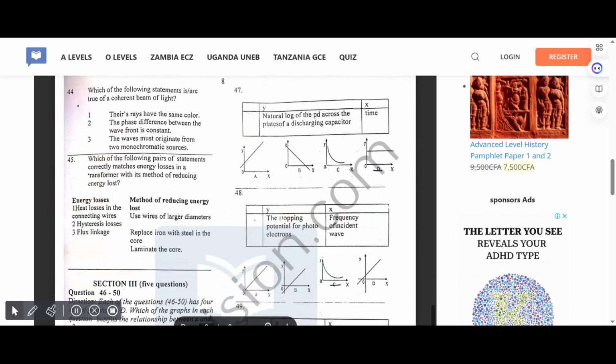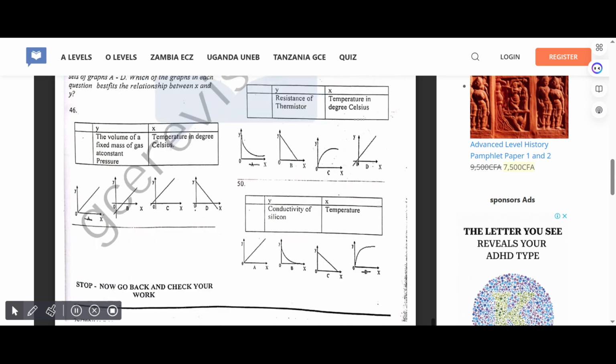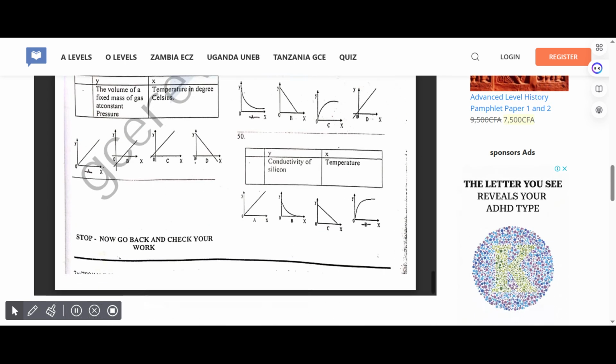Correct answer for 46 is C. Correct answer for 47 is B. Correct answer for 49 is D. Correct answer for 50 is D. And correct answer for 48 is B. Correct answer for 49 is D. And correct answer for 50 is D.